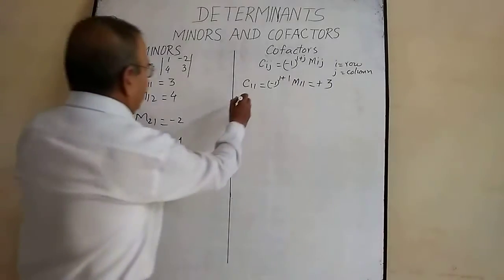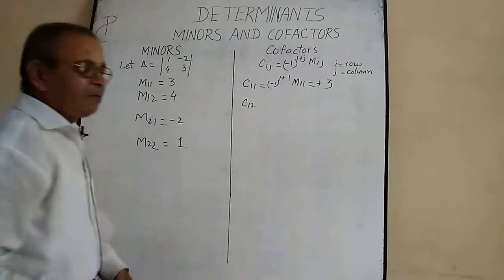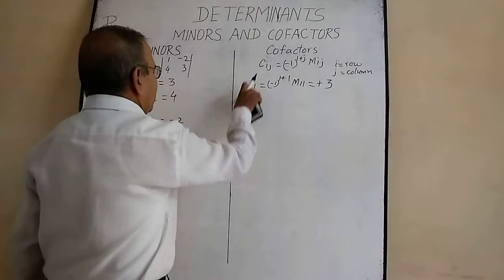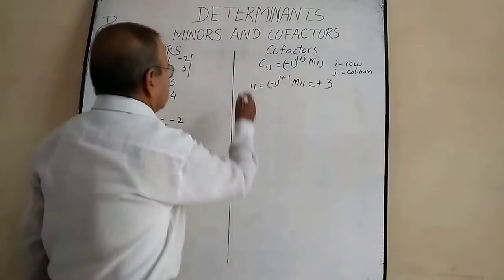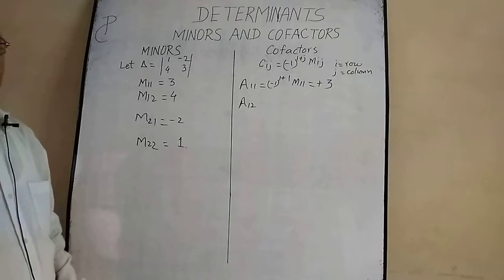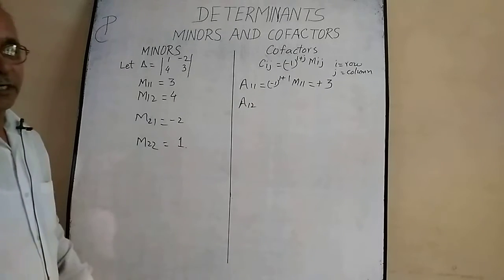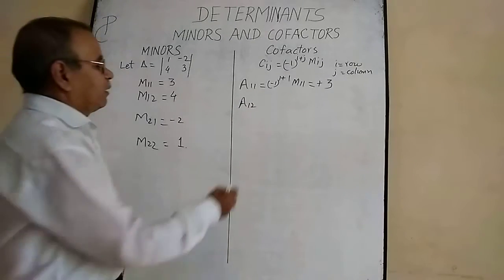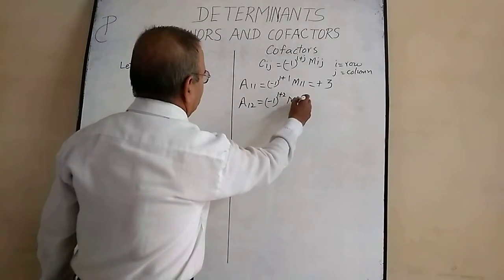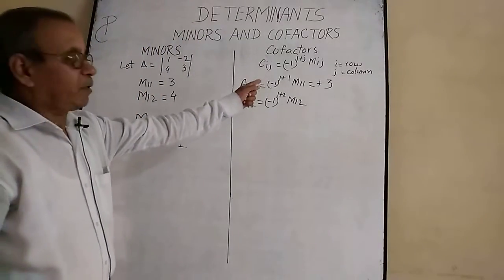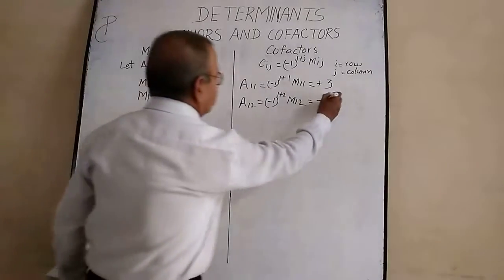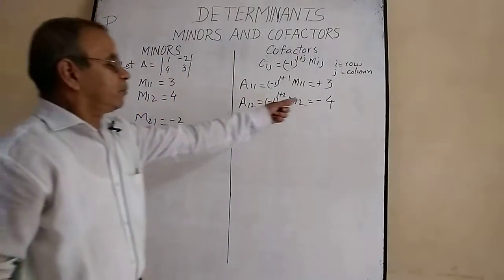Similarly with C12. A number of times in our textbook we represent them in the form of A, and A is represented as a cofactor. I take C because it starts from C, that's why I'm taking C1. In the textbook and CRT, you will take A11 or A12, that is equal to -1 to the power 1 plus 2 times M12. This -1 to the power 3 is minus, and M12 is 4. This minus sign is very important.